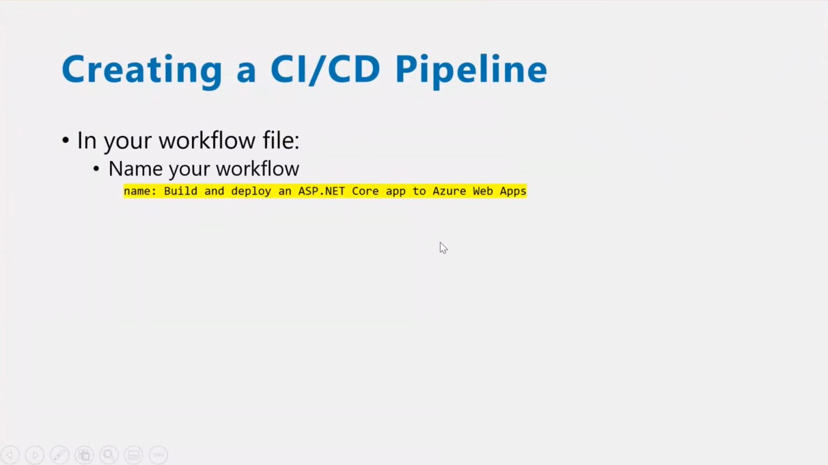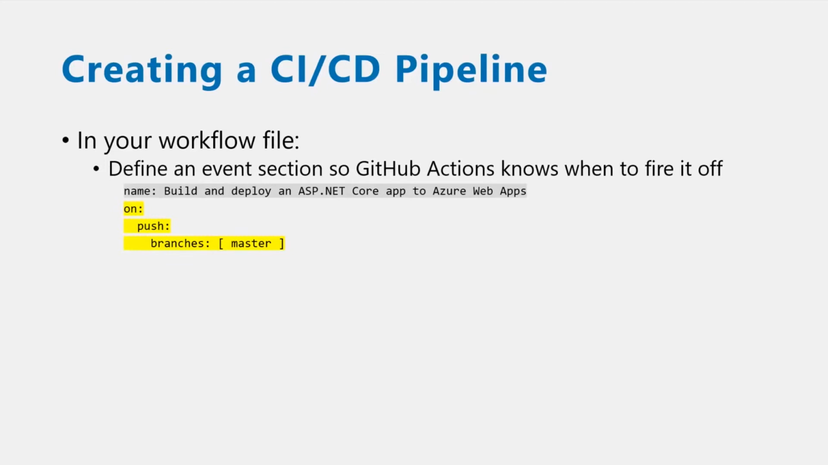Now we're going to name our workflow. In this case, we use the name keyword, and you can use whatever name you want. I said build and deploy an ASP.NET Core application to Azure Web Apps. Next, we're going to define an event that we want GitHub Actions to fire off on. For this example, we can push on a branch. Since GitHub now uses main as the default branch, I should probably change that to main instead of master. But basically, whenever I make a push to the main branch, it'll fire this off.